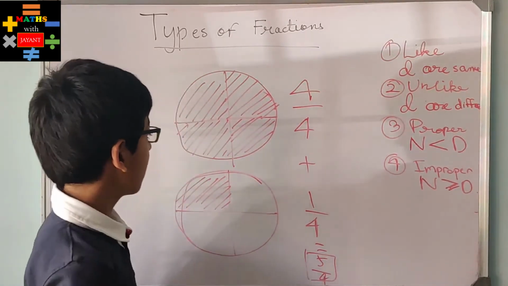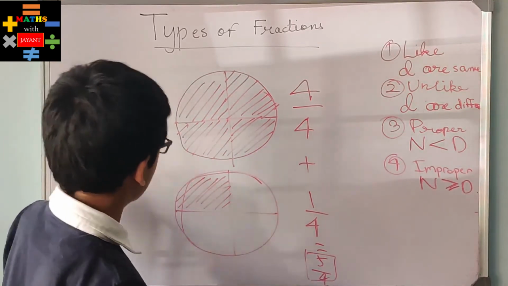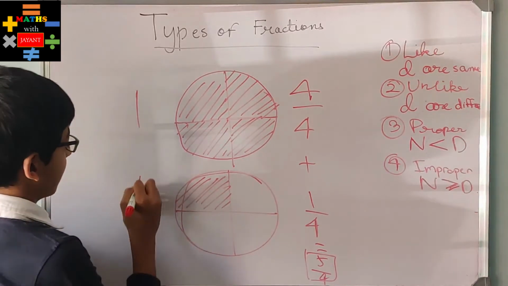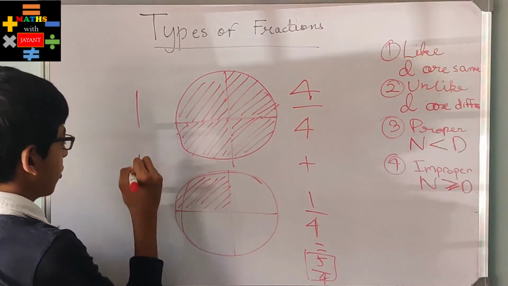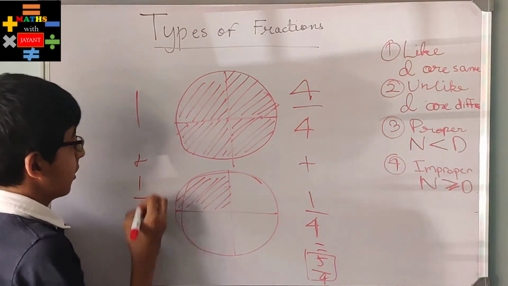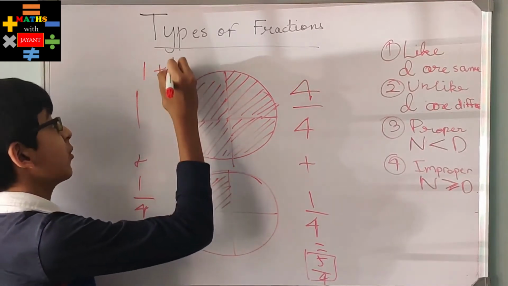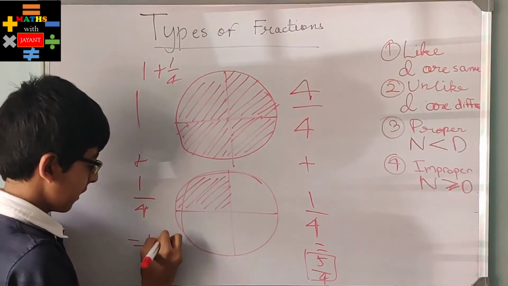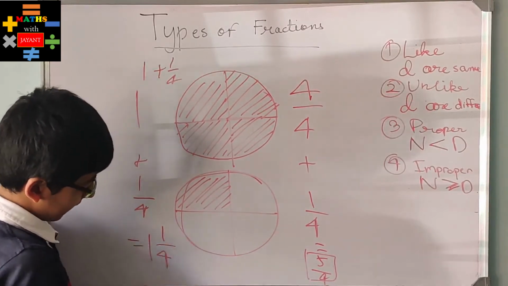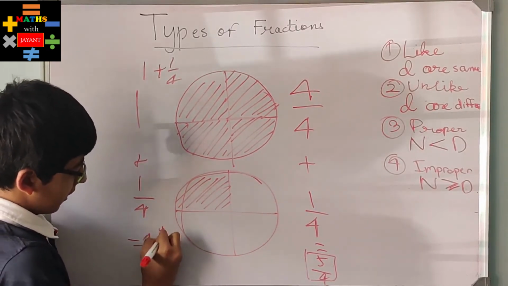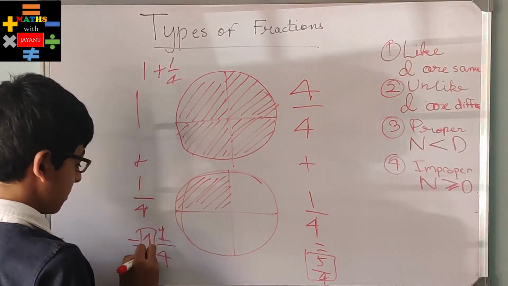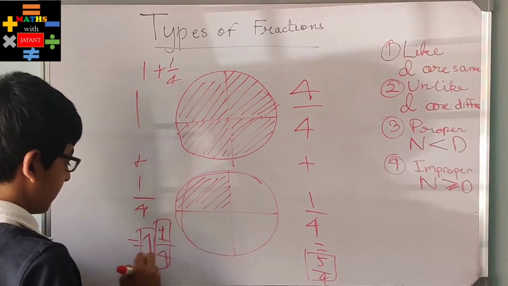Now let us look at this. 4 by 4 can also be written as 1, and this is just 1 by 4. So what is 1 plus 1 by 4? In these cases, 1 plus 1 by 4, we just remove the plus sign. So we can write this as 1 and 1 by 4 like this. We can directly write it like this.